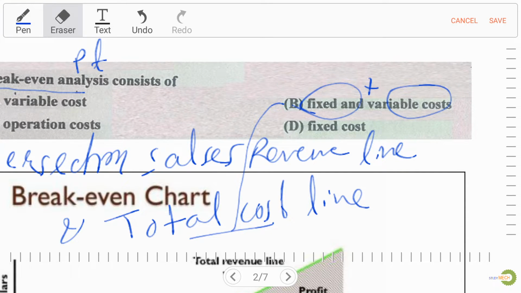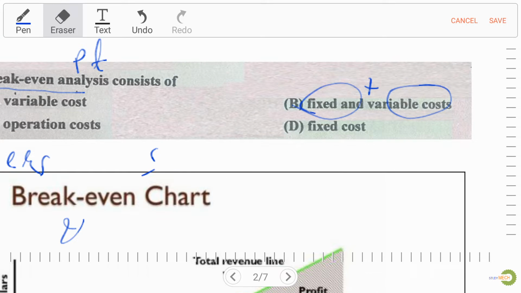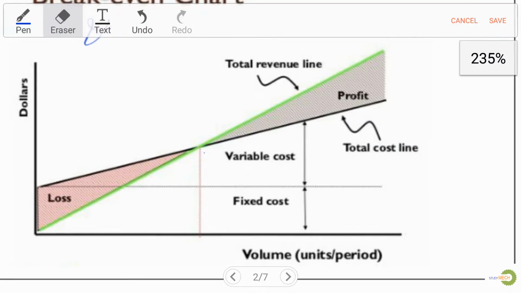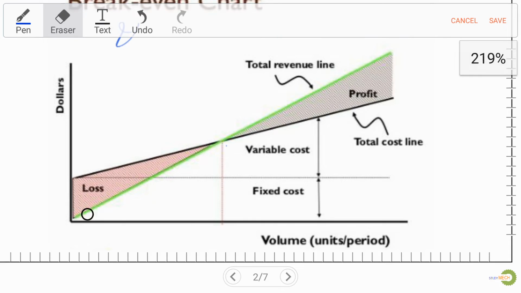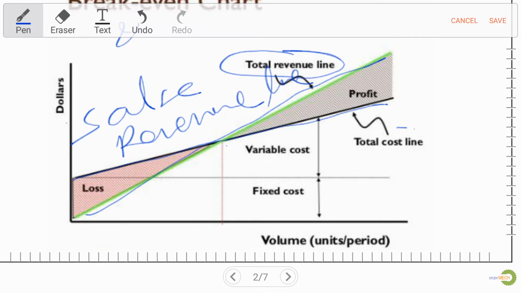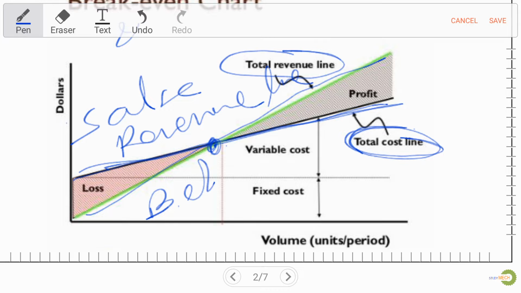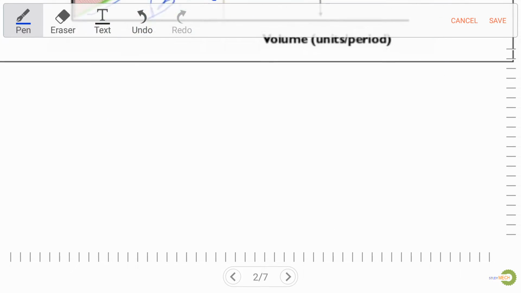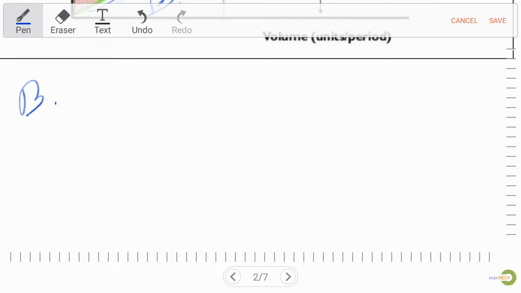Okay, now let's see what the sales revenue line and total cost line are in this diagram. As we can see here, the green line shows the total revenue line, meaning the sales revenue line, and the black one is the total cost line. So our intersection point is known as the break-even point. So remember this difference.